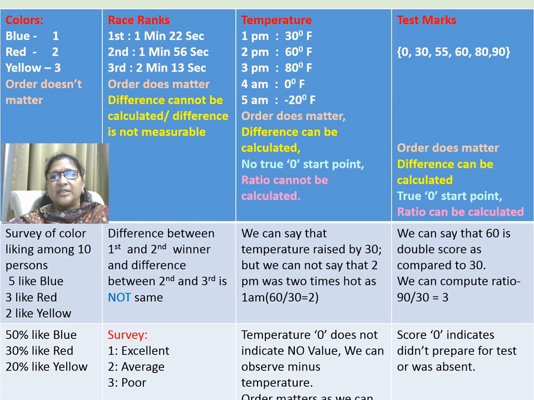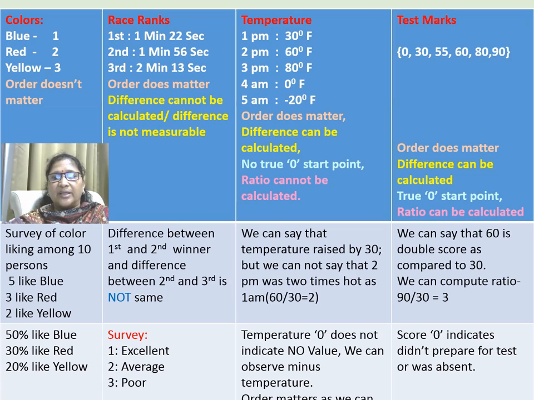Test marks for, let's say, the first month for data mining and data warehousing. The scores of the students for the test are 0, 30, 55, 60, 80 and 90. Here also, when we sort them in increasing order or in decreasing order, say 90, then 80, 60, 55, 30 and 0, the order matters.